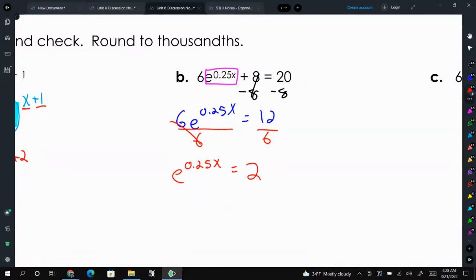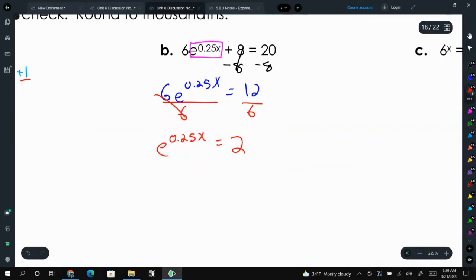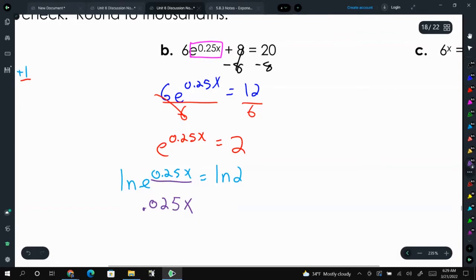From this step right here, we're going to take the natural log of both sides, or the ln. And the reason we're going to do that is because on the left, we know that the ln of e kind of just cancels out. So on the left side, we're left with 0.25x. Technically, you could take the log of both sides with any number as your base, but I always like to do the base of whatever our exponent is.